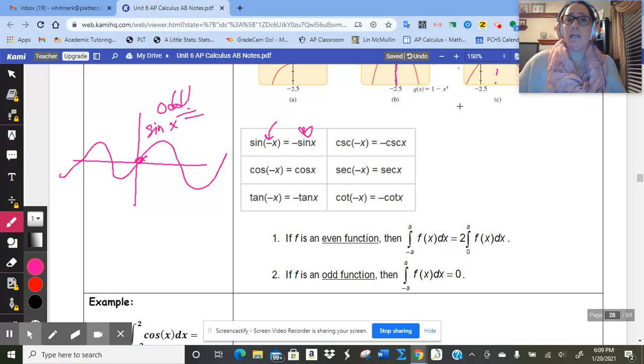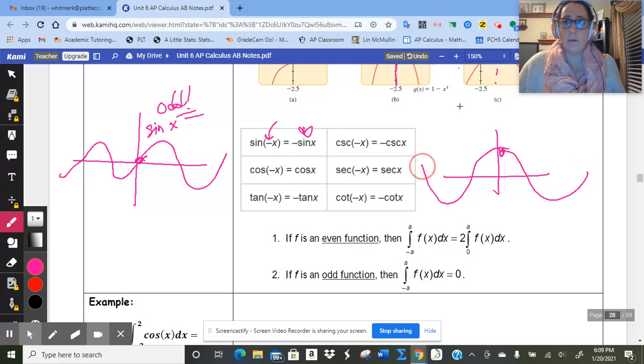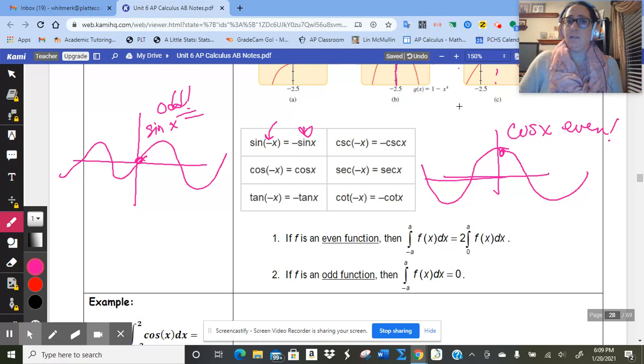Okay, so look at cosine. Cosine looks something like this, and you see how it's exactly the same on both sides of the y-axis. So I know that my cosine graph is even. So when I'm even and I put in a negative, the sign is just a positive.